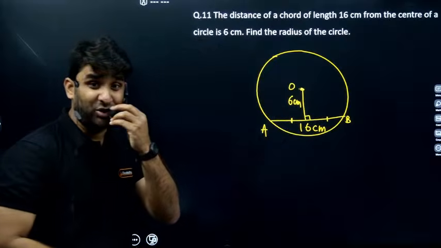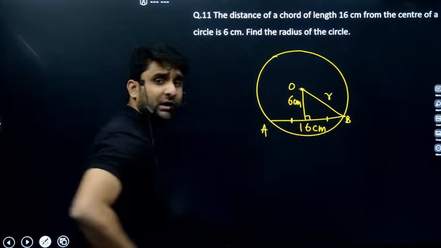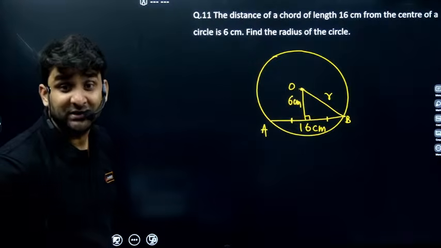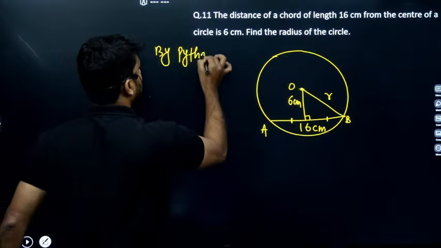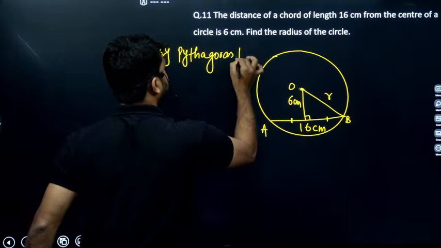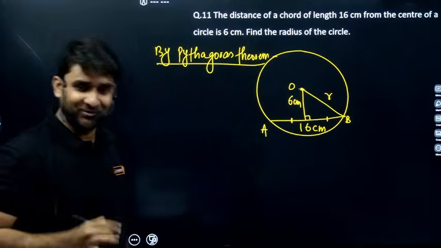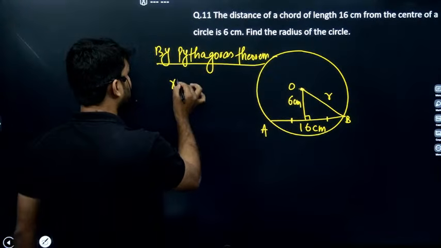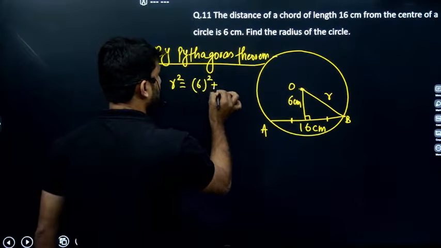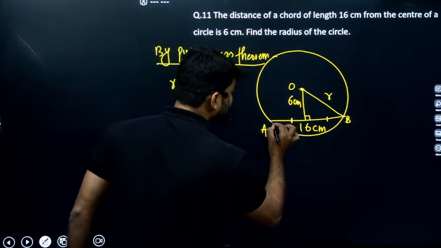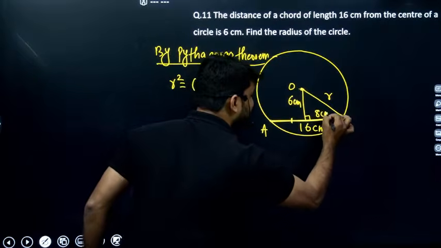What should be the radius? If this is 90 degree, now join this point from the center. So this will be the radius. So we have a right angle triangle, and we can use the Pythagoras theorem. By Pythagoras theorem, the square of the hypotenuse, r square, is equal to perpendicular square, which is 6 square, plus base square. And what would be the base? This entire chord is 16 centimeter, and what would be half? The half would be 8 centimeter.